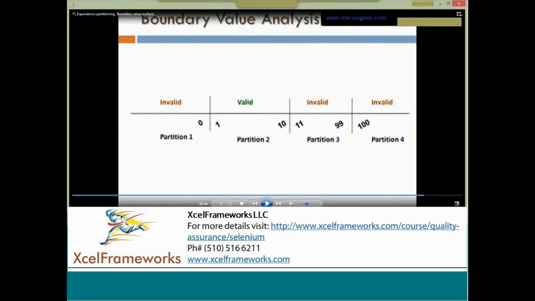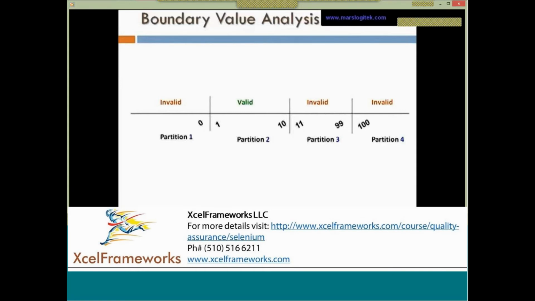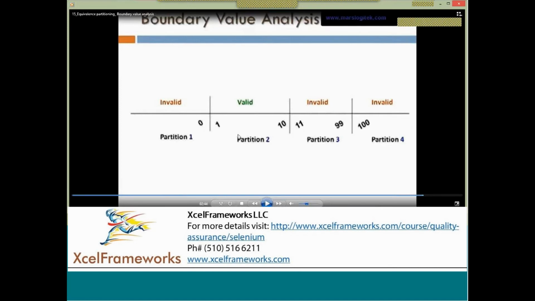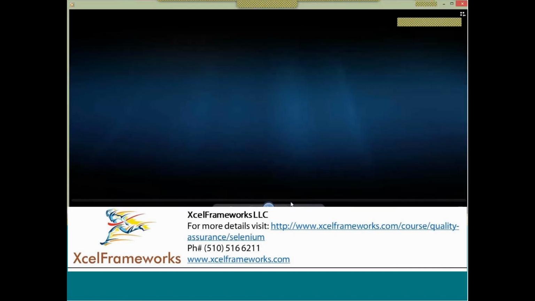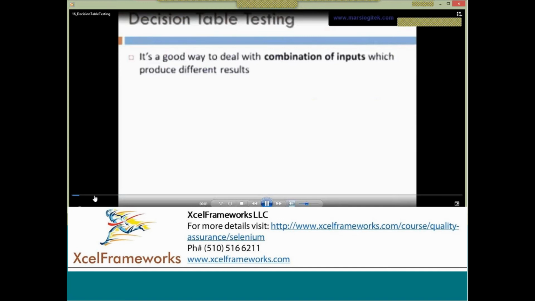This is boundary value analysis and equivalence partitioning, and both are tightly coupled. Once you derive the equivalence partitioning, within each partition I can come up with a boundary value analysis. Very simple. And we'll try to cover something like decision table testing. So another way, let me put something like this.